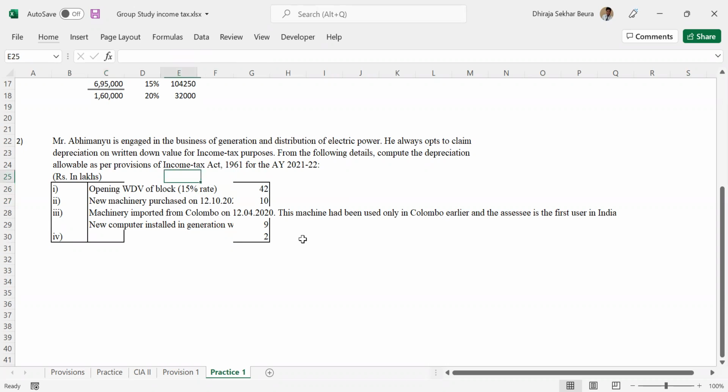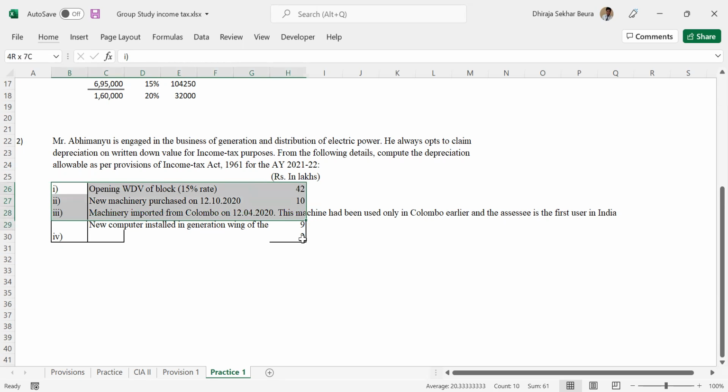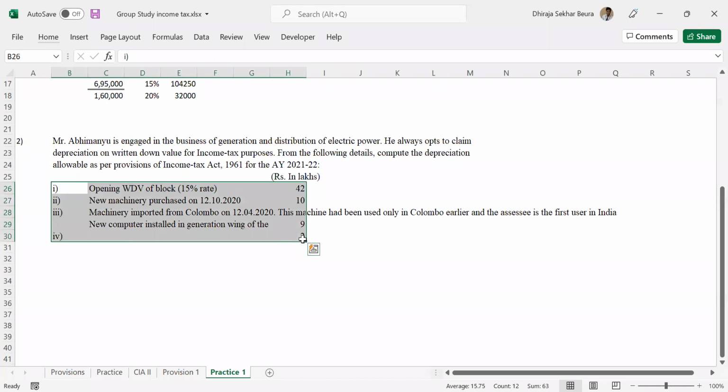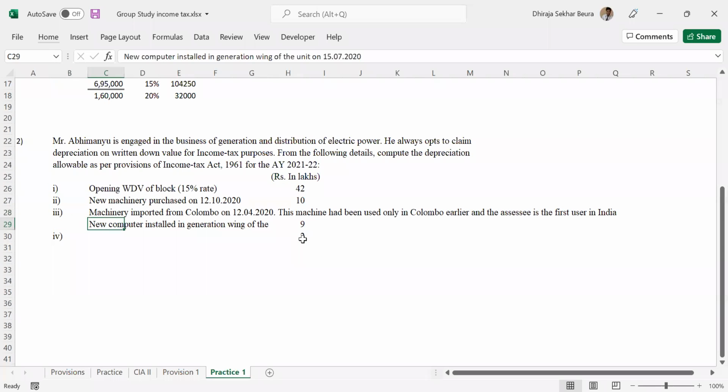Let me make that clear. Then we have new machinery purchased on 12 October 2020. Can somebody tell me what it is signifying? I'll not give a hint. 50% depreciation, because it's not before 3rd October. Yes, that is correct.